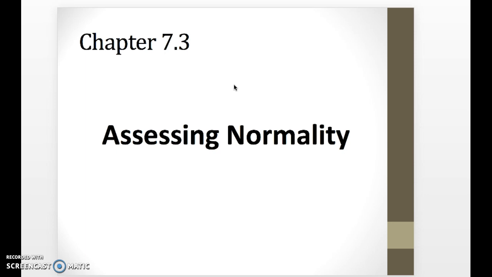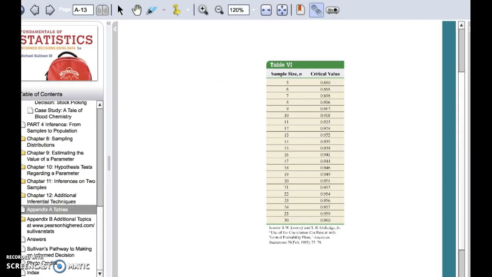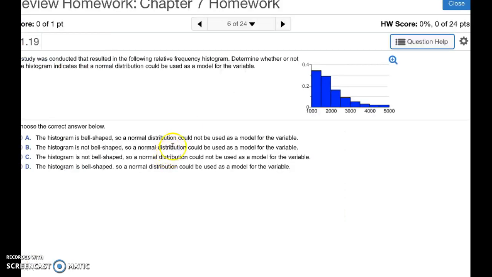And to give us some context for 7.3, I want to show us a homework problem out of 7.1, just so we can contrast. In this problem, we were given a histogram, and the question was to determine whether or not the histogram indicated that a normal distribution could be used as a model for the variable. Now in this case, the histogram is clearly skewed right. In this case, it doesn't make sense to use a normal curve or a bell-shaped curve to model this scenario. It's pretty clear that this is a skewed graph.